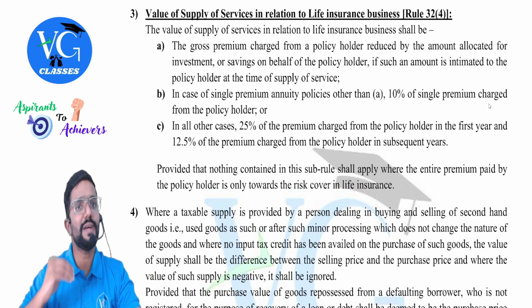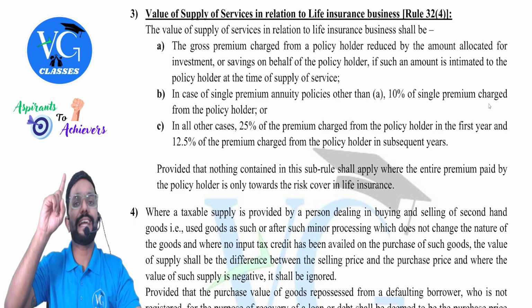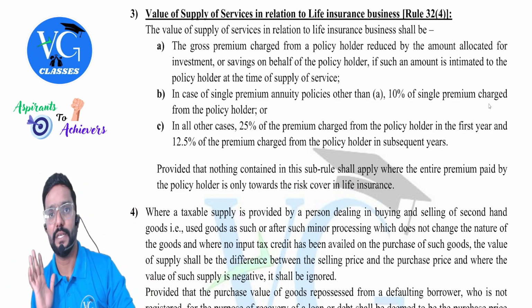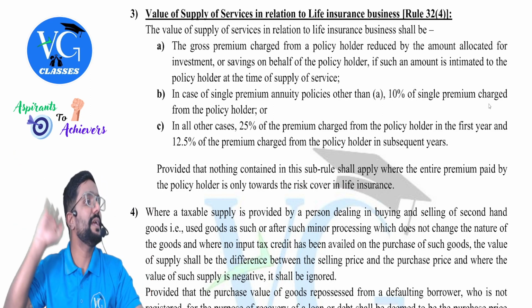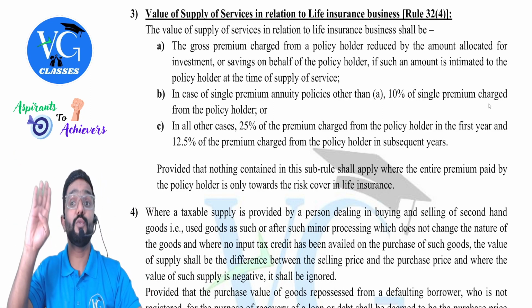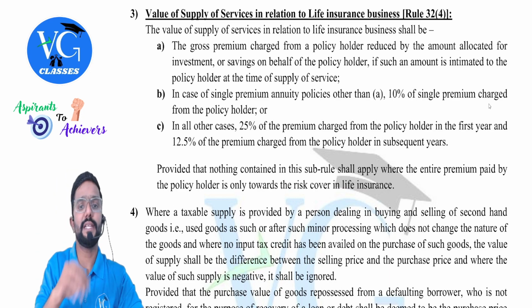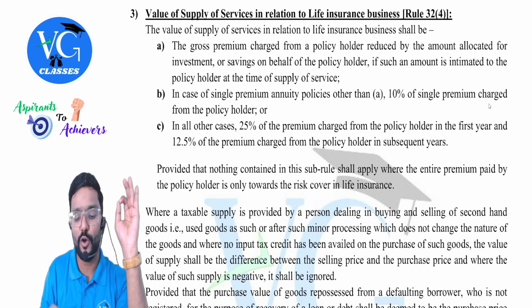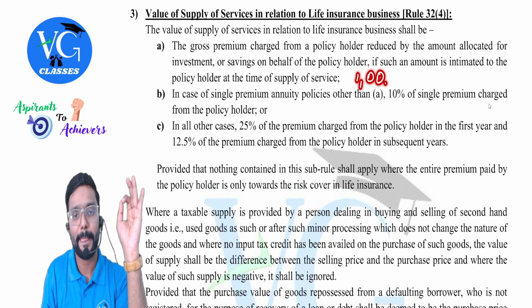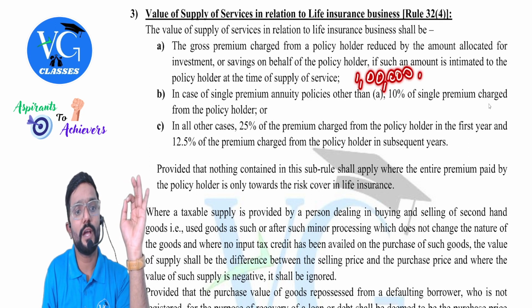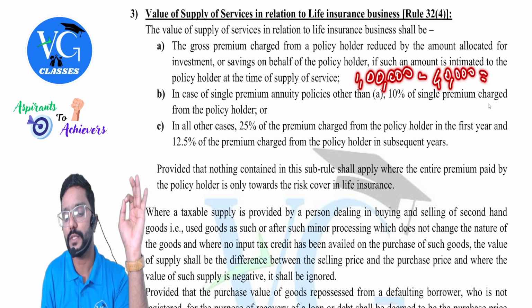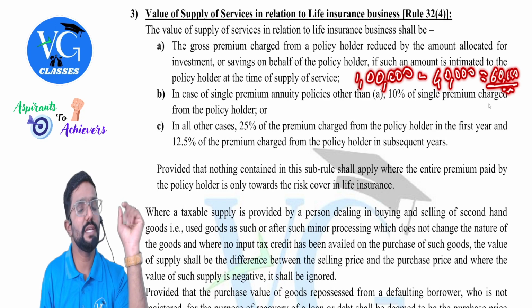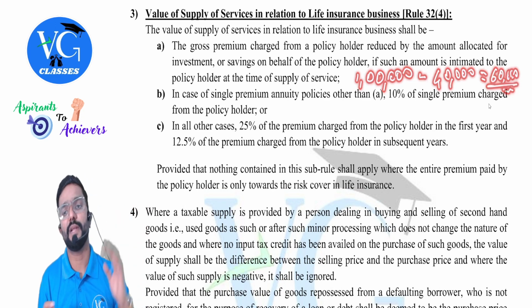Assume, guys, every year I am paying a 1 lakh premium for my life insurance policy. In that, 60,000 is for life coverage, 40,000 is for what? Investment. In that case, they are telling gross premium charged is how much in my example? 1 lakh. Reduced by the amount allocated for investment. How much is allocated for investment? 40,000. That means remaining is what? 60,000. That is the value of supply here.